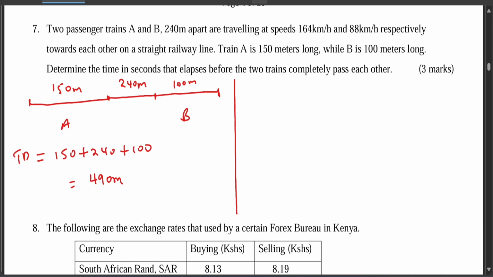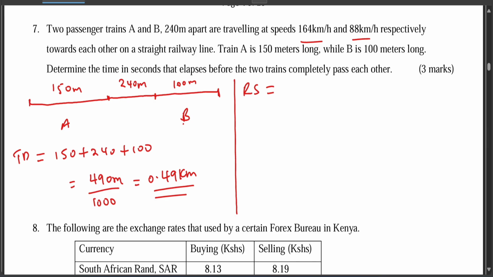Remember, it's meters, and since you have kilometers per hour, let's just change meters into kilometers by dividing by 1,000, and it should give you 0.49 kilometers. So 1 kilometer is equivalent to 1,000 meters. So 490 divided by 1,000 gives 0.49 kilometers. Sawa paka hapo.